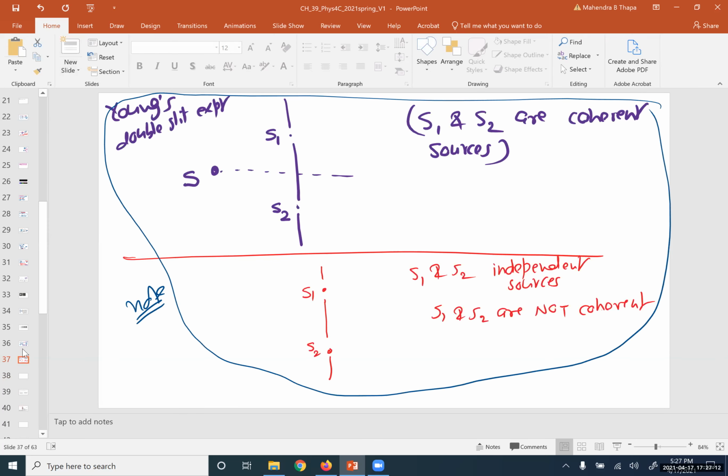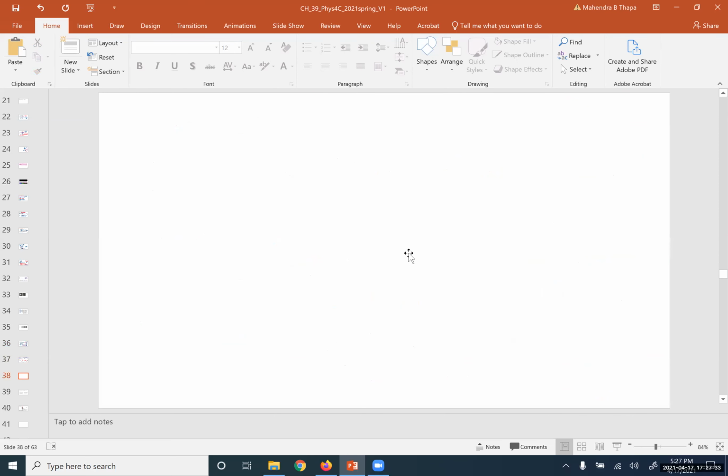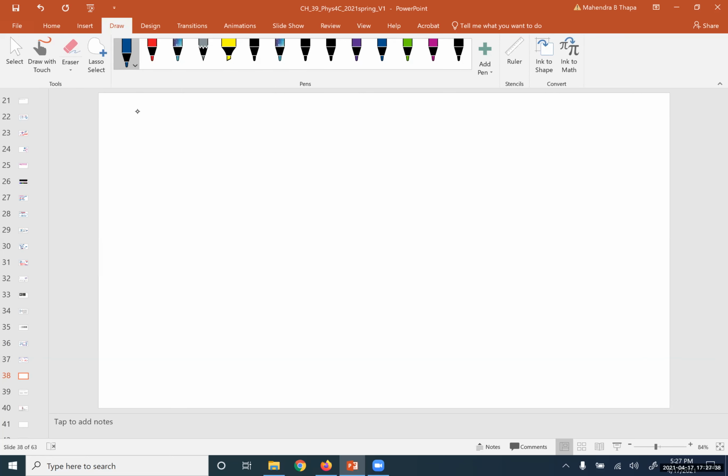Sorry, about stimulated emission. We understand that from spontaneous emission, we get light in random directions, so they are not coherent sources. Stimulated emission is slightly different. In stimulated emission, let's see how it's different.